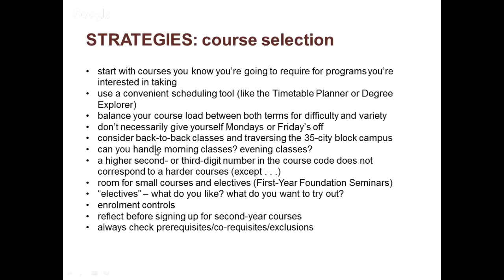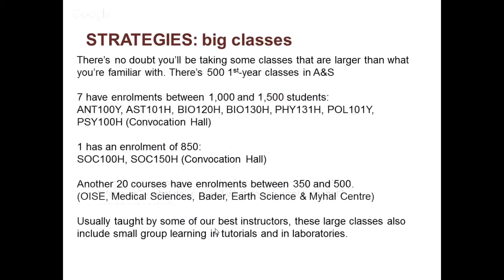I talked about the higher the number does not mean harder the course. Electives, we'll talk about. Enrollment controls, we're going to get to. Reflect before, second year courses, I talked about that already. And always check prerequisites and co-requisites. Remember, we read the course description, and if there's prerequisites and you don't have them, be sure that you ask before you stay in the course, because you don't want to get kicked out. But like I say, Humanities and Social Sciences is more flexible about this. Strategies, big classes.